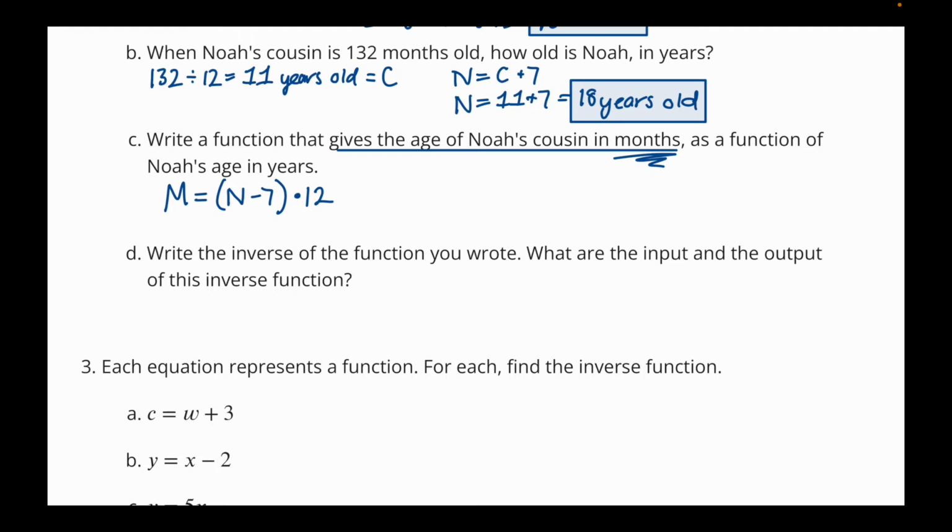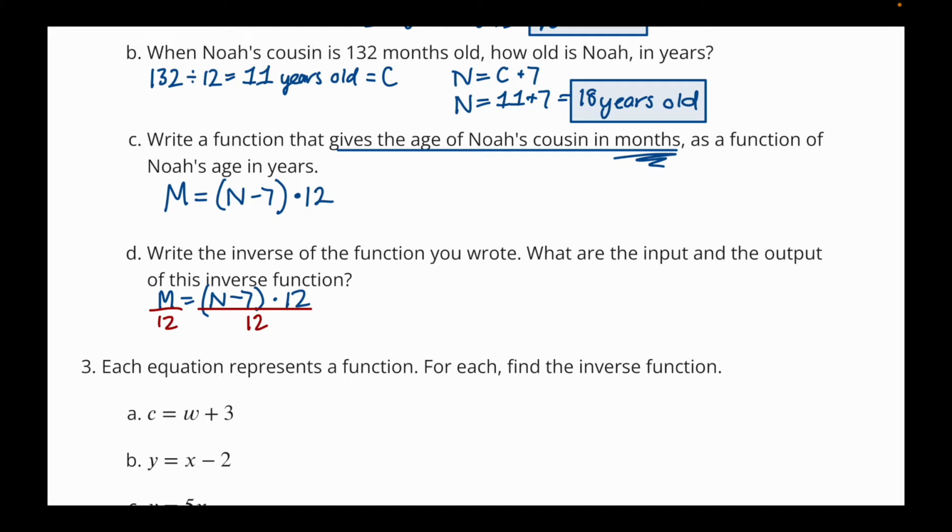Now we want to write the inverse of the function. And then they're asking us what are the input and output. So in order to write the inverse, we want to get n by itself. So m equals n minus 7 times 12. Essentially, we're trying to move everything away from n. And so I can't do what's inside the parentheses first. We kind of have to do reverse PEMDAS. So the things in the parentheses get taken care of afterwards. So we work in backwards order of operations to isolate a variable, which means before I do anything in my parentheses, I need to take care of this multiplication by using division. So we're going to divide both sides by 12.